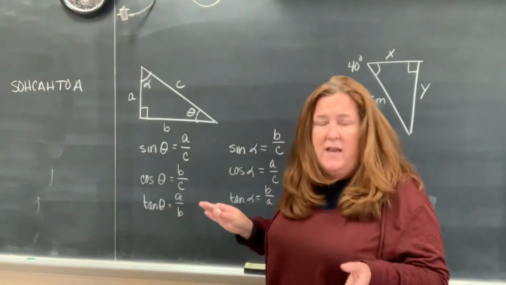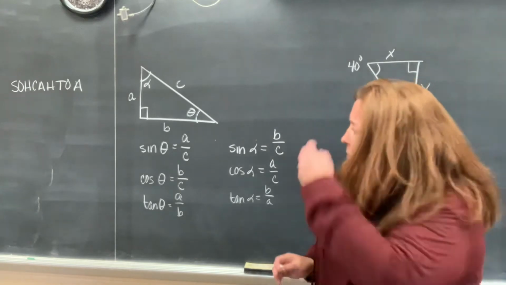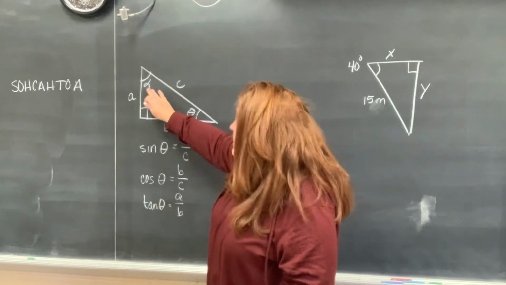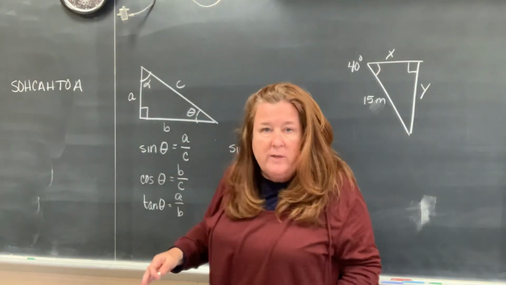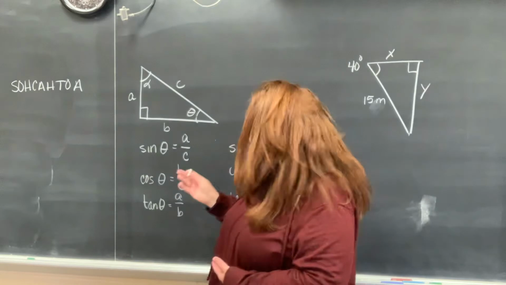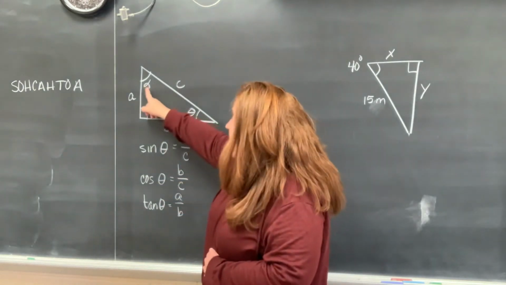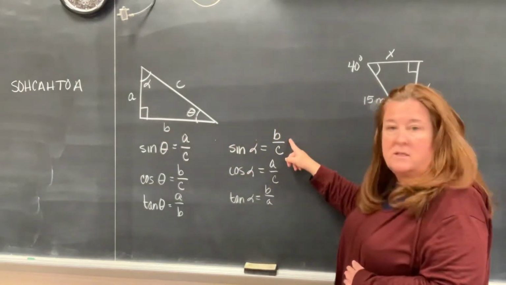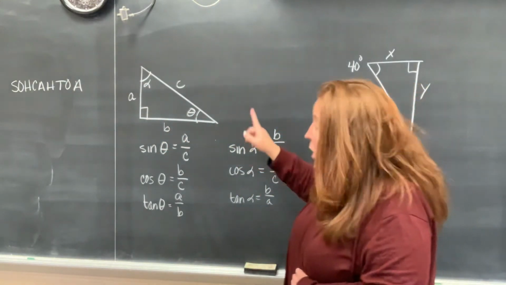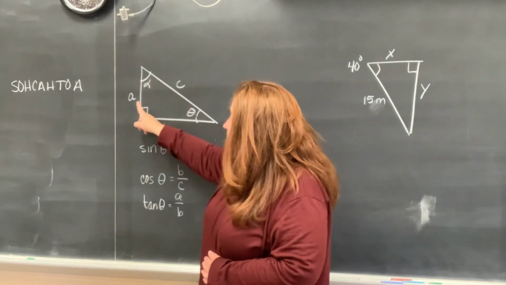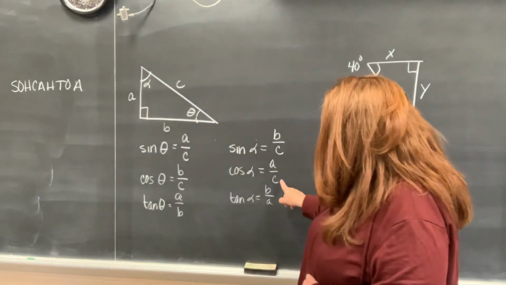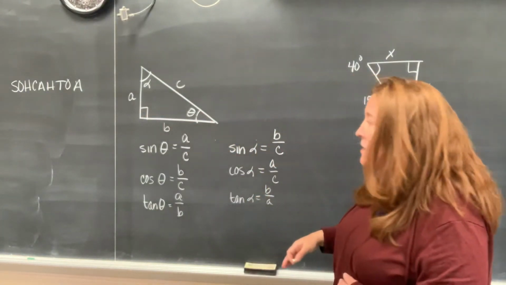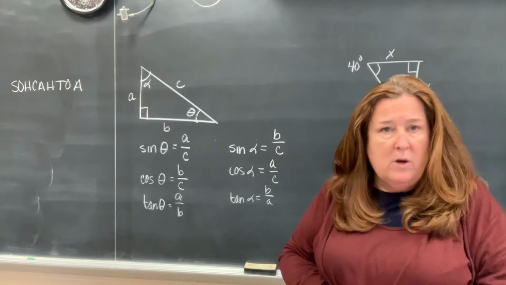Now everything is going to change when you start talking about the other angle. So if we know this angle for some reason, and we want to find the sine, cosine, or tangent, the opposite and adjacent sides are going to change because it's a different angle, but the hypotenuse will stay the same. So the sine of this angle alpha, that I'm calling it, is the opposite side, B, divided by the hypotenuse, C. And the cosine for this angle alpha is going to be the adjacent side, which is A, divided by the hypotenuse, C. And then the tangent is the opposite over the adjacent. So it depends on which angle you're talking about as to what you're going to do.